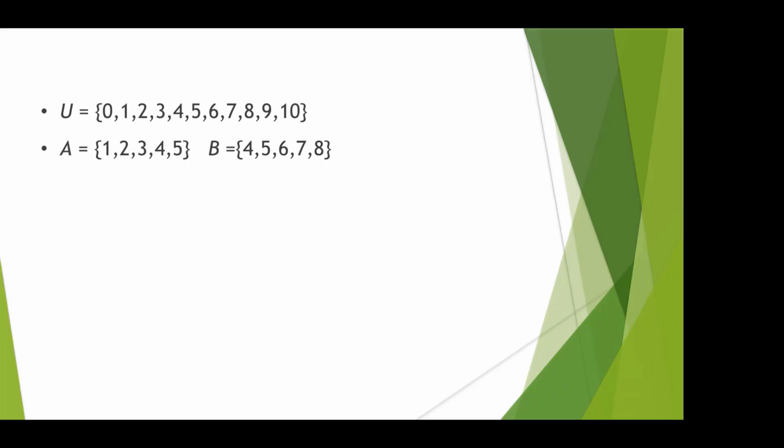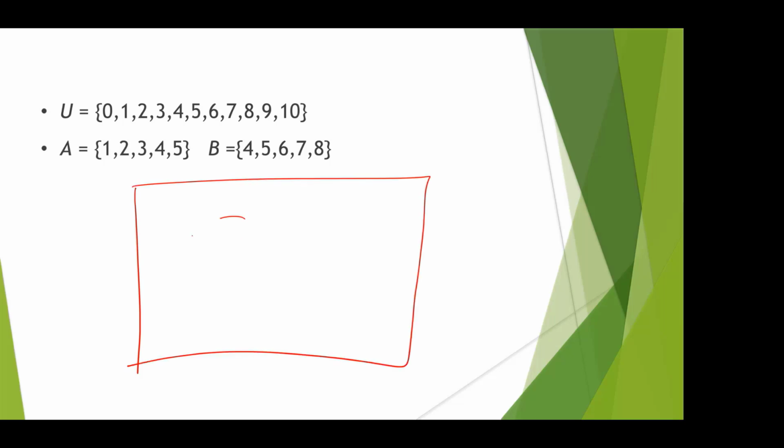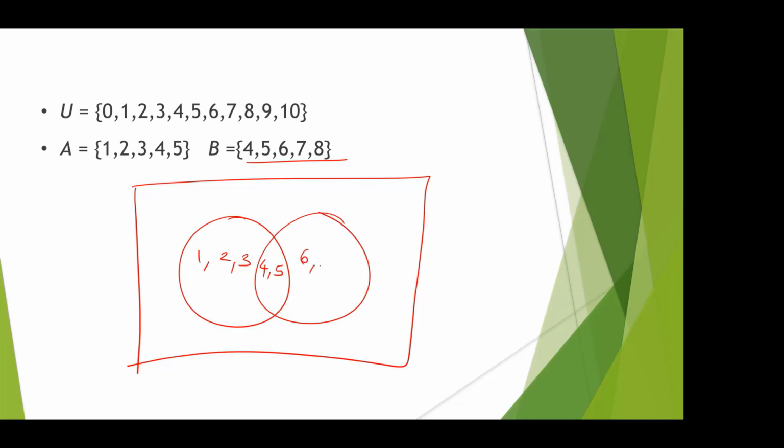Here our universal set has elements 0 to 10, and then sets A and B. A has 1, 2, 3, 4, 5, and B has 4, 5, 6, 7, 8. So 4 and 5 are common elements, and then I have 1, 2, 3 only in A and 6, 7, 8 only in B. What are the elements outside of the circles and inside the rectangle, which are not in either of these sets? Those are 0, 9, and 10.